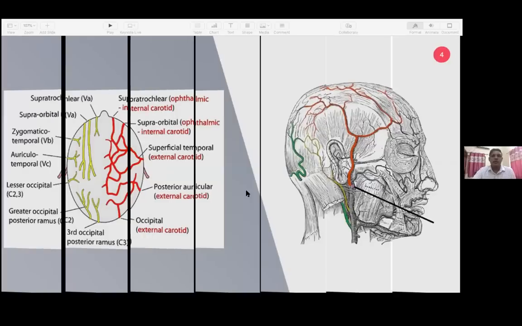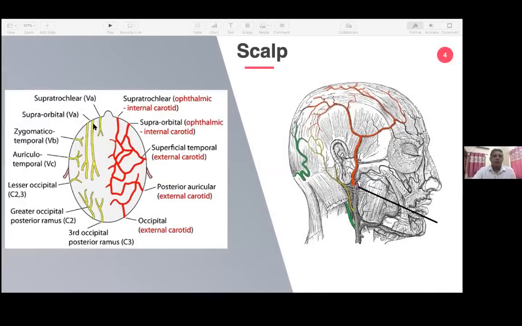Now, let's know about the neural supply and the vascular supply of the scalp. We are interested in this region. This is anterior, this is posterior, this is the left, and this is the right. If one has to do an implantation procedure on one side or either side, this is the area of interest. This area is supplied by the greater occipital and the lesser occipital nerves.